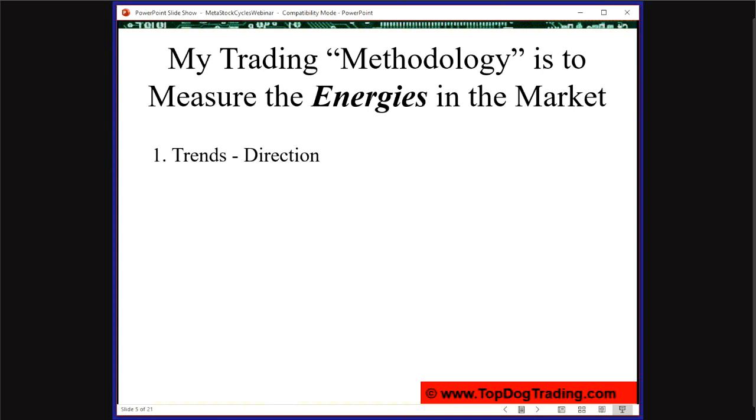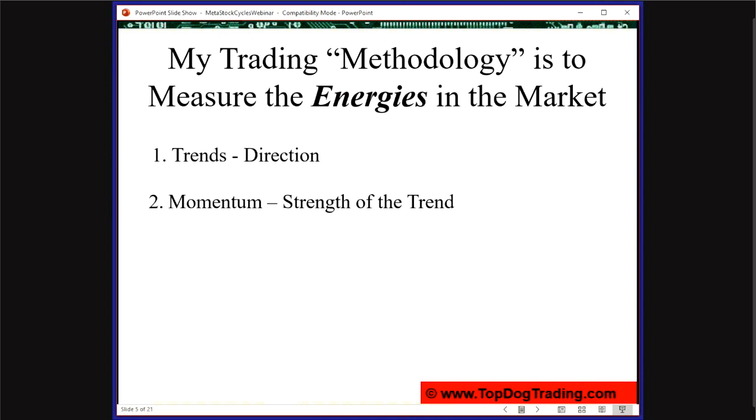So here are the 5 energies that I use. Number 1 is trend, and we start with these in this order. My methodology is literally a 5-step checklist in this order. Number 1, trend. Why is that number 1? Because it's dominant. If the market's moving up and you decide to go short for whatever reason, I don't care what it is, you will lose money. Trend is a binary distinction.